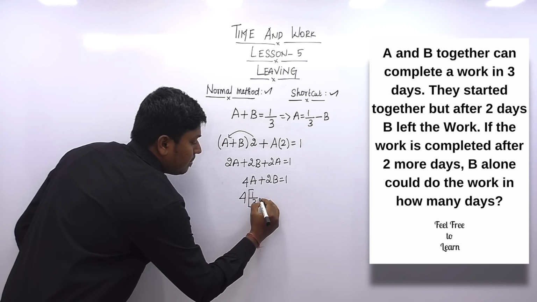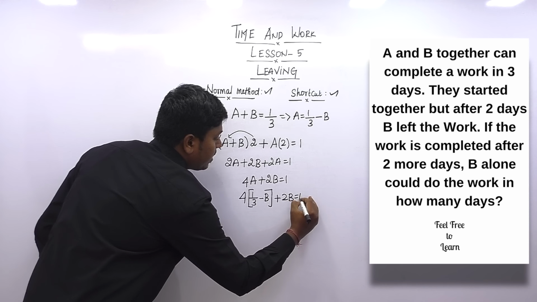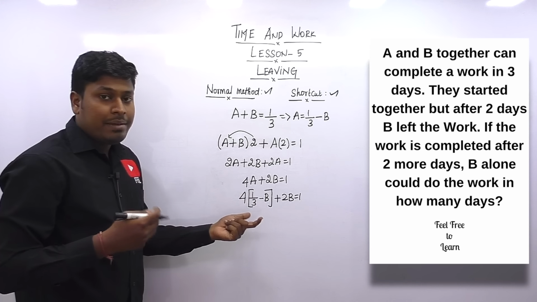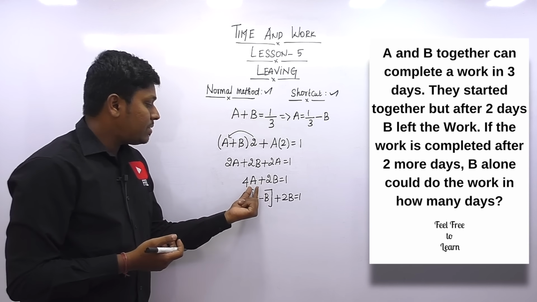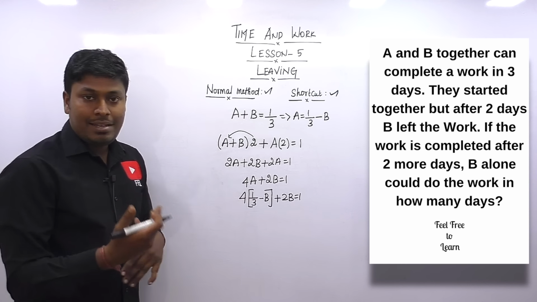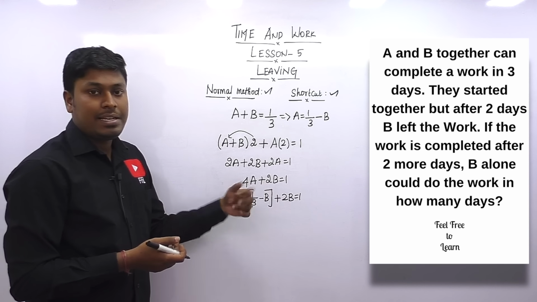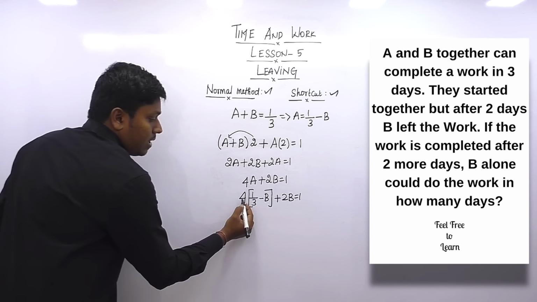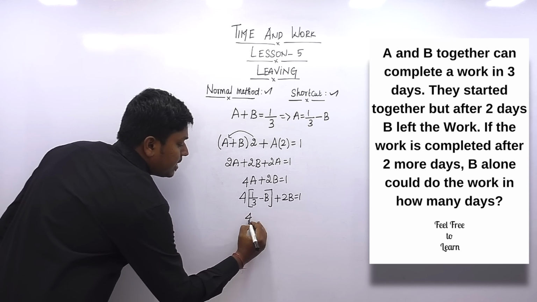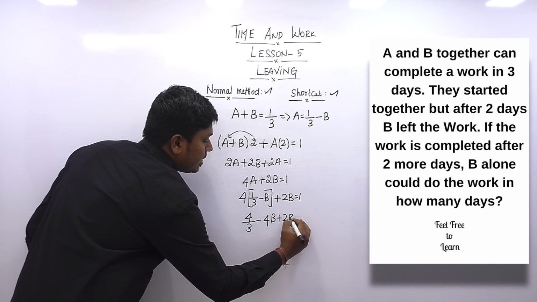1 by 3 minus B plus 2B is equal to 1. So our target is to find B. So what I'm going to do is change the letter A in terms of B. If they ask for A alone, how many days he could complete a piece of job, then convert the letter B in terms of A, right? So now we are going to multiply this, which becomes 4 by 3 minus 4B plus 2B is equal to 1.